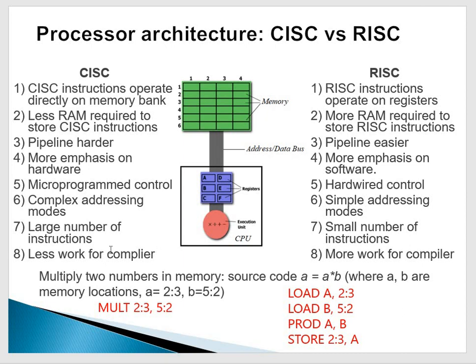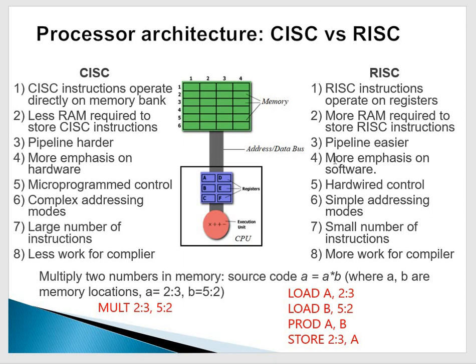What is the role of the compiler? The compiler is used to compile each and every instruction. So if a processor has a large number of instructions, meaning different instructions to perform different operations, naturally the job of the compiler will be less as compared to a processor which has a small number of instructions, where the instructions are used to perform more operations. So more work is required from the compiler.